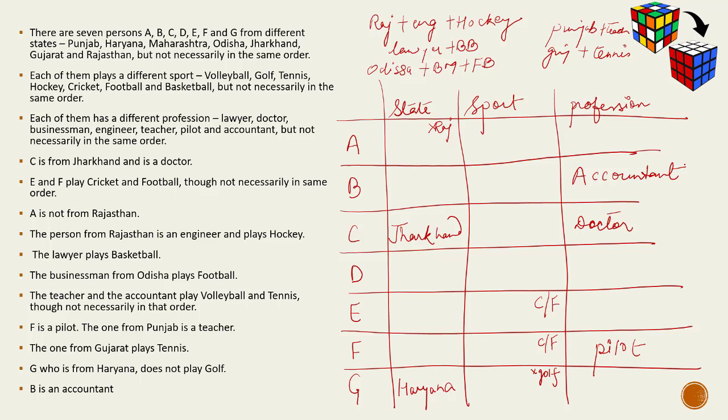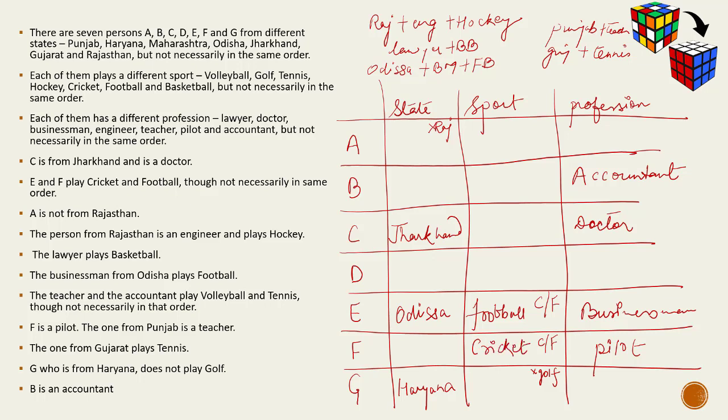Now, I know out of E and F, one would play cricket and one would play football. And we have also been given that the one who hails from Odisha is a businessman and plays football. And it's been given to us that F's profession is pilot. So football cannot be allotted to F. So that is leading us to E belonging to Odisha, playing football, and being a businessman. So that means F's sport would be cricket.